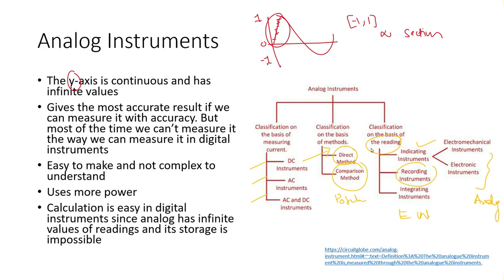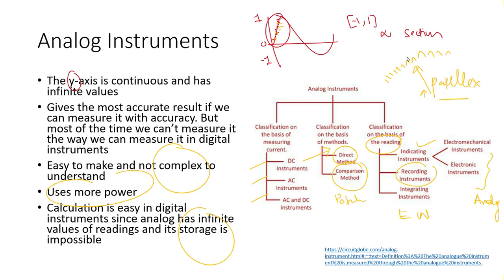These instruments are simple, not complex, but use more power, because electronic devices are driven with very low power, but electromechanical ones require more power. Calculation is easier in digital because analog has infinite levels of measurement, so you cannot save all the data between 0 and 1 even. So storage is also a problem in analog instruments. So we must move to digital instrumentation, because in analog a needle can show a correct reading only if we look from the top, to avoid parallax.